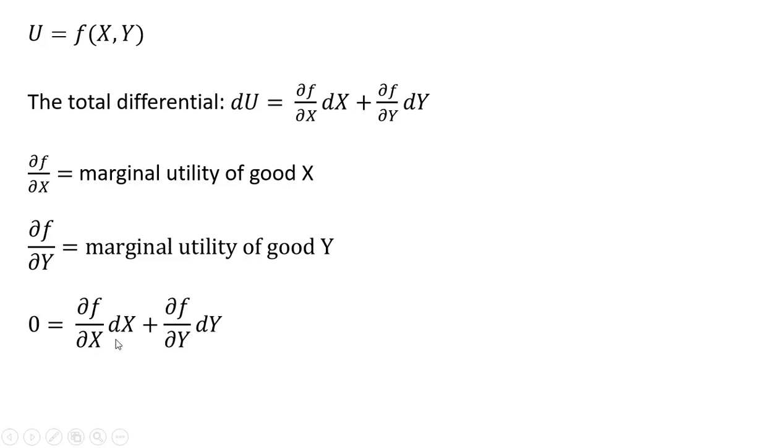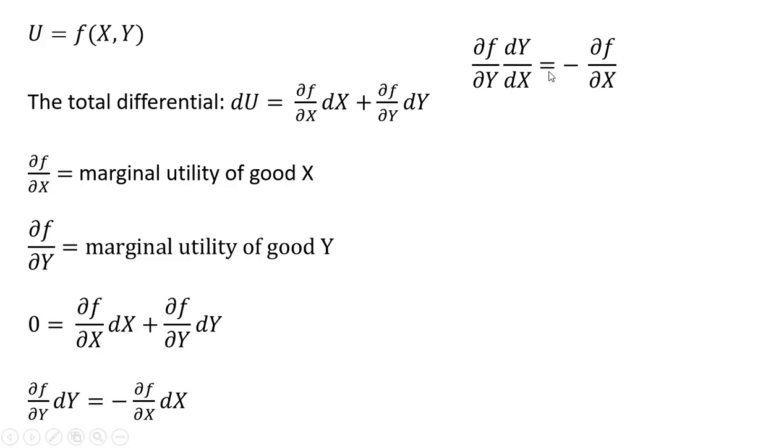So I want to solve this equation for dy over dx, and that'll be the slope of the indifference curve. First thing I do is move this term over to one side, and we get this result. Next I'll divide through by dx. Dividing both sides through by dx, we get this result. Then I'm going to divide everything through by the partial derivative of the utility function with respect to good y, and we have an expression for the slope of the indifference curve.